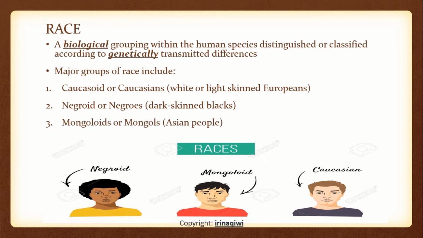And lastly, we have Mongoloids or Mongols, who are Asian people. Again, you can see in the picture in the center, we have a Mongoloid, a Mongol person, who are Asian people. So there are three major groups of race: number one, Caucasoid or Caucasian; number two, Negroid or Negros; and number three, Mongoloids or Mongols. I hope till now everything makes sense. You need to remember the definition of race, and you need to remember the major groups of race. Okay, moving on.